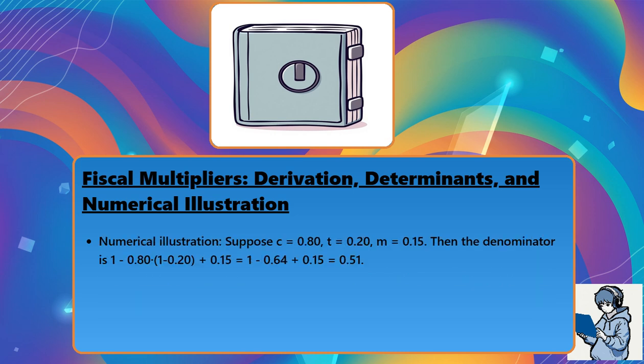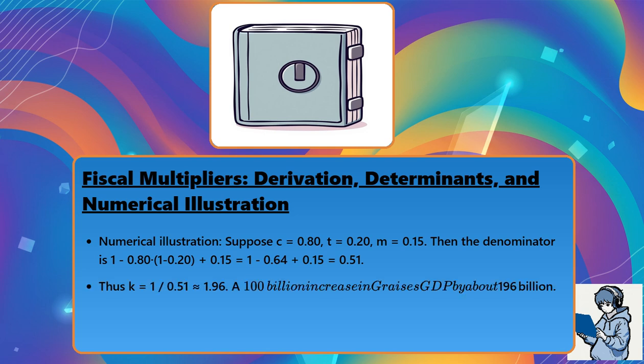Numerical illustration. Suppose c equals 0.80, t equals 0.20, m equals 0.15. Then the denominator is 1 minus 0.80 times (1 minus 0.20) plus 0.15, which equals 1 minus 0.64 plus 0.15, which equals 0.51. Thus K equals 1 divided by 0.51, approximately 1.96. A $100 billion increase in G raises GDP by about $196 billion.